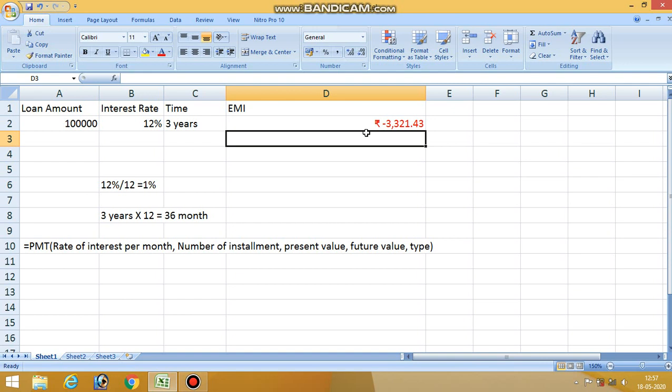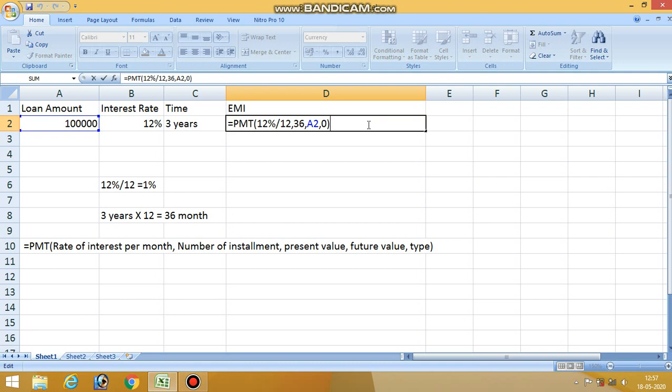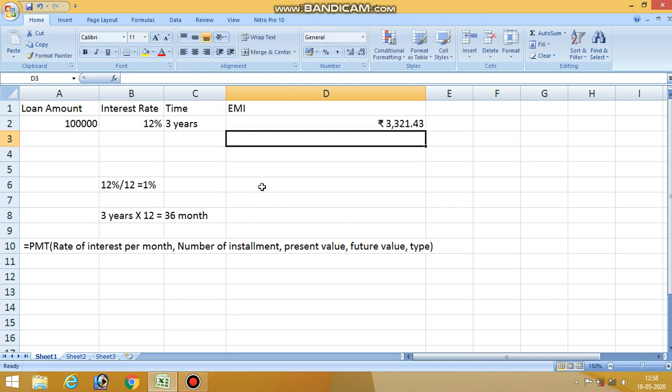Whenever the result comes, it will come in negative value. So if you want to ignore the negative value, then while you type the formula, before starting the formula you put a minus sign, so that the result becomes positive. So in this way you can calculate EMI in Excel.